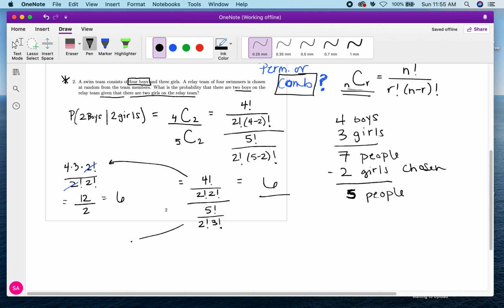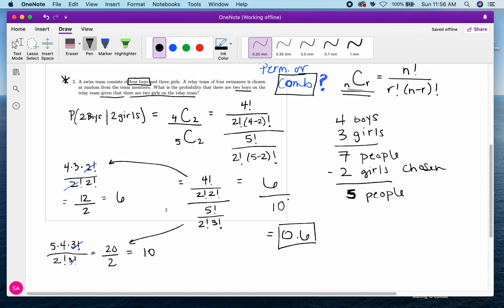And then on the bottom, I'm going to peel off numbers, so 5 times 4 times, and then I can cancel out that 3 factorial, so I'm going to stop there. Cancel those out. We get 20 over 2 factorial, which is just 2, and 20 over 2 is 10. So we get 6/10. If you pop that into a calculator, that's 0.6.